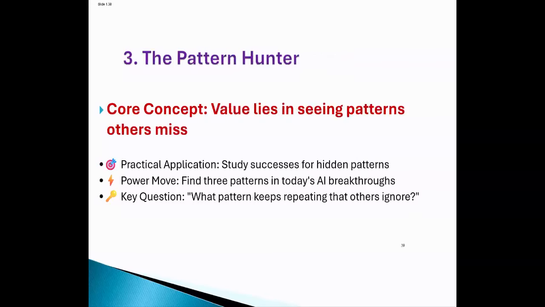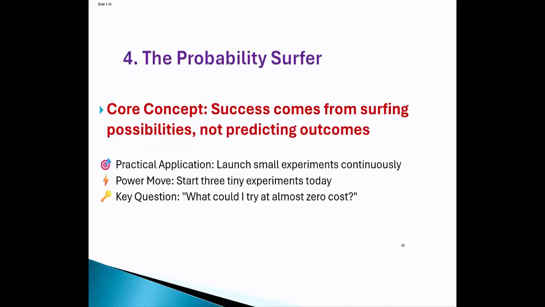The third one, pattern hunter. You can use AI to see patterns, hidden patterns. What pattern keeps repeating that others are ignoring? You can find, explore these hidden patterns. So AI is the best pattern recognition machine out there. Use it for smart insights and patterns.